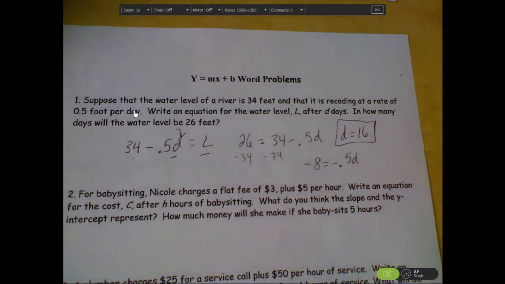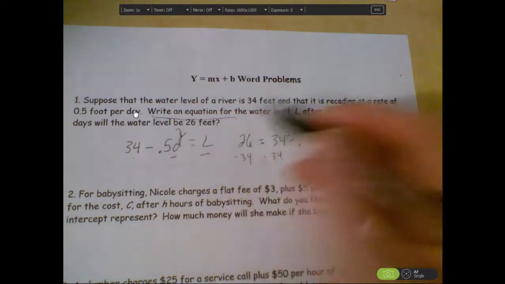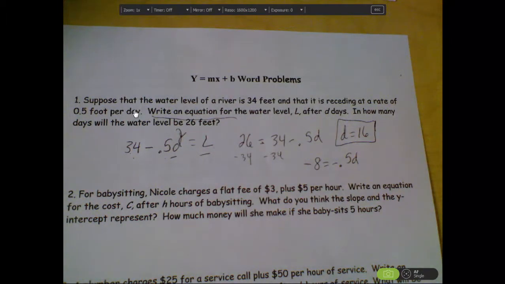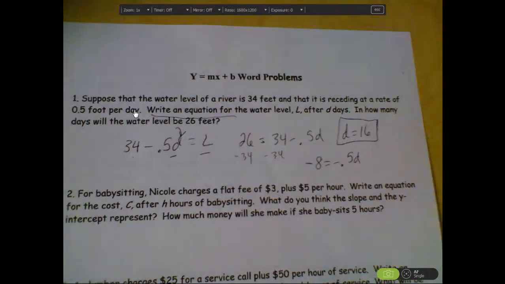So if you were actually doing this problem on something you were handing in, you would write, in 16 days the water level would be 26 feet. Don't be lazy, write it out. And you have to write an equation. You guys are all really smart. I bet you figured out that it was 16 days, but you have to be able to write the equation.